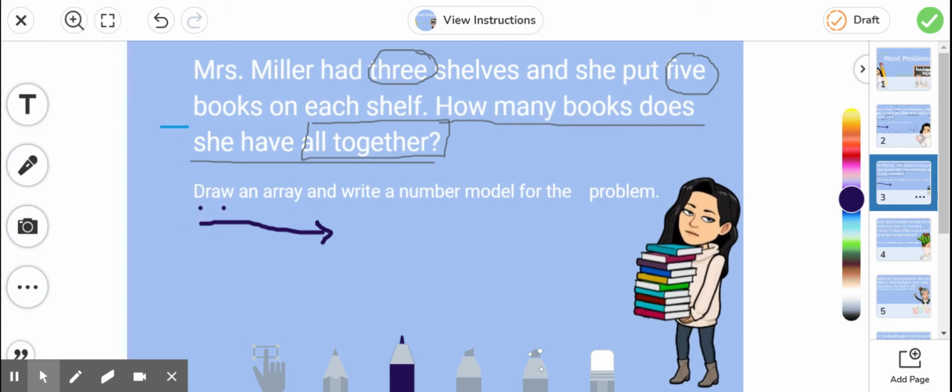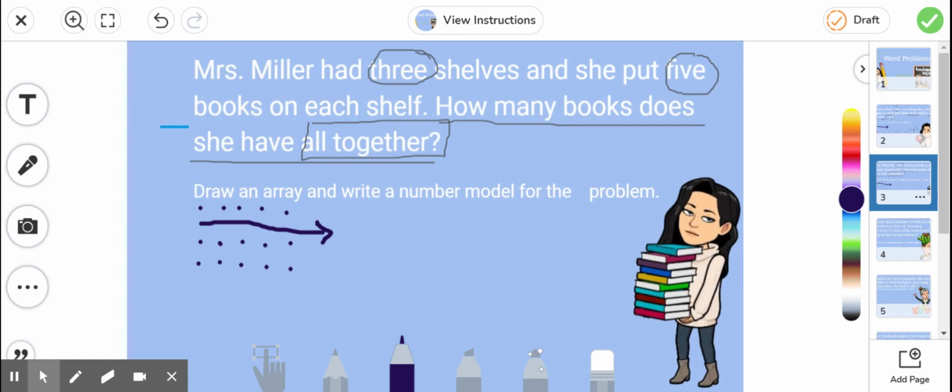1, 2, 3, 4, 5. This is the second shelf. 1, 2, 3, 4, 5. Third shelf. 1, 2, 3, 4, 5. So let's check. I've got 3 shelves, 1, 2, 3, and 5 books are on each shelf.